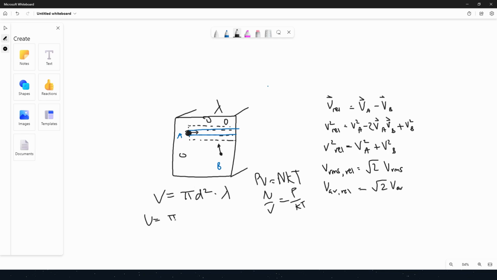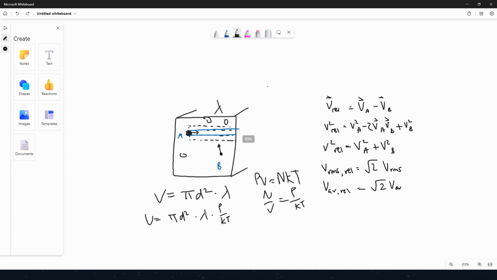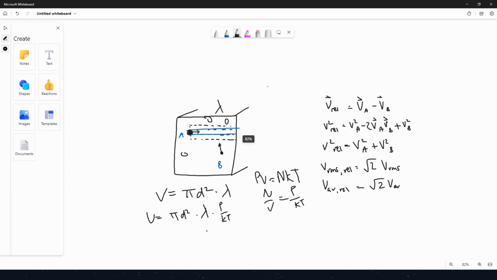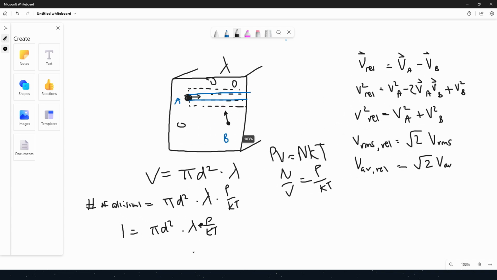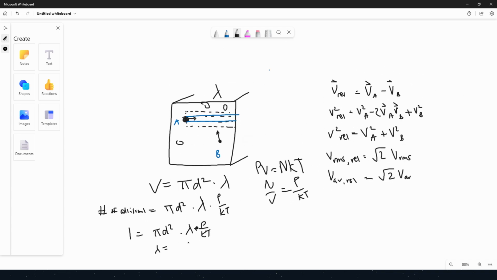So we can do V equals pi d squared times lambda times N over V, and then we can just replace this with P over kT, k being the Boltzmann constant. So now, once we do that, all we need to do is set this equal to the number of collisions since we're factoring the actual volume. So this is number of collisions. And now we could set the number of collisions to 1, since we're talking about mean free path, so 1 equals pi d squared times lambda times P over kT, and rearrange this equation to get lambda on that side. So we get lambda equals kT over pi d squared P.